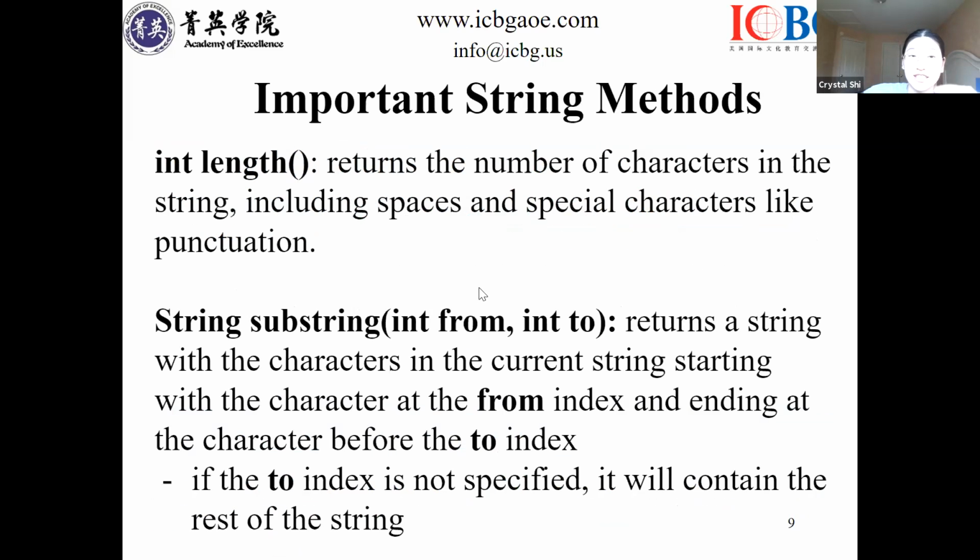But yeah, so here are some important string methods. These are the big ones that you need to know, right? Length returns the number of characters in a string, including spaces and special characters like punctuation. The substring method, like we talked about earlier, returns a string with the characters in the current string starting from the from index and going until the to index. And if the to index is not specified, it just goes to the rest of the string.